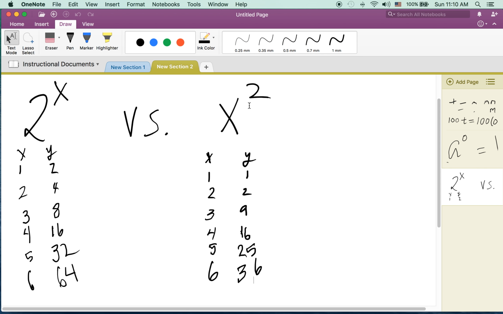Now x squared, or x to the second power, the variable is in the base. The exponent is constant at 2. So this one will increase a little slower. So when x is 1, 1 times 1 is 1. 2 times 2 is 4. 3 times 3 is 9. 4 times 4 is 16. 5 squared is 25. So you can see that this one's going to increase quicker than this one. So exponential functions increase more rapidly than quadratic functions, unless their base is less than 1.